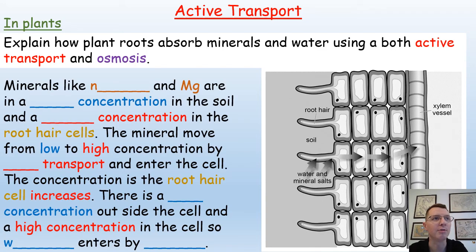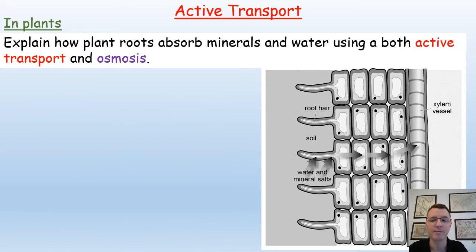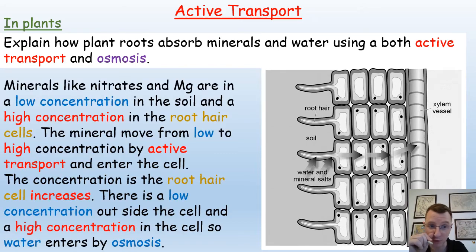So here is the gap fill if you need some additional help. And finally, here are the answers. Explain how a plant root absorbs minerals and water using both active transport and osmosis.